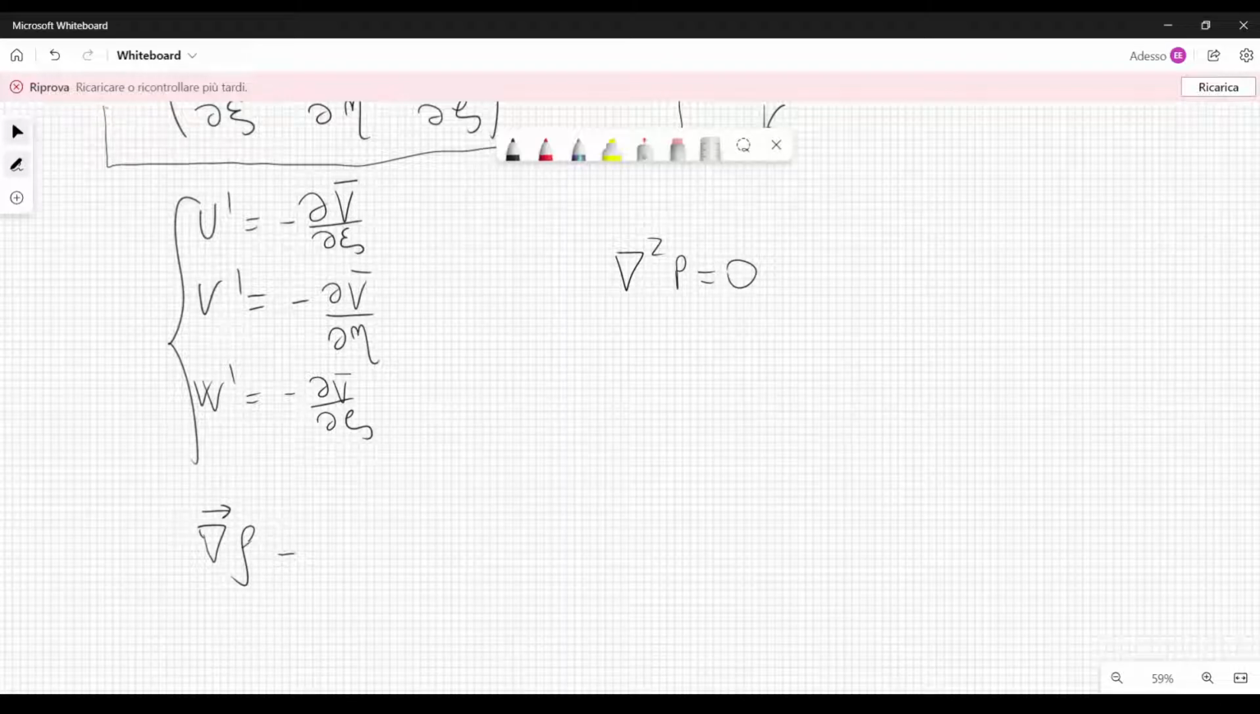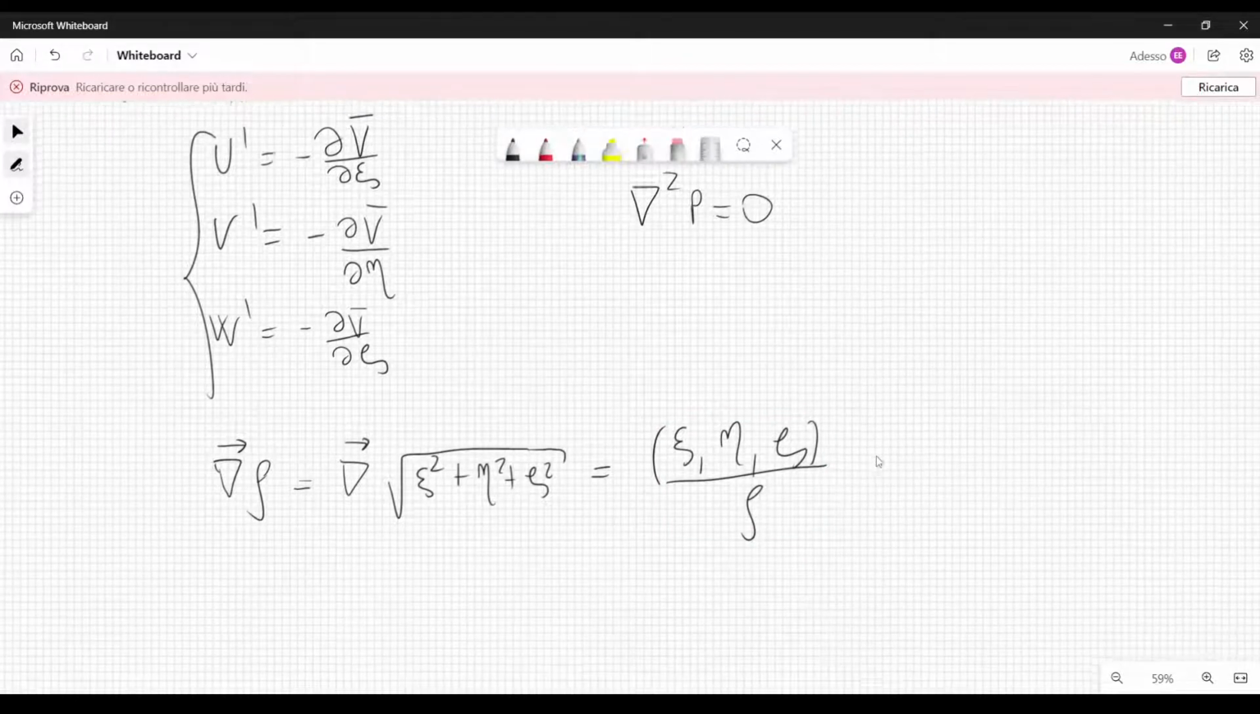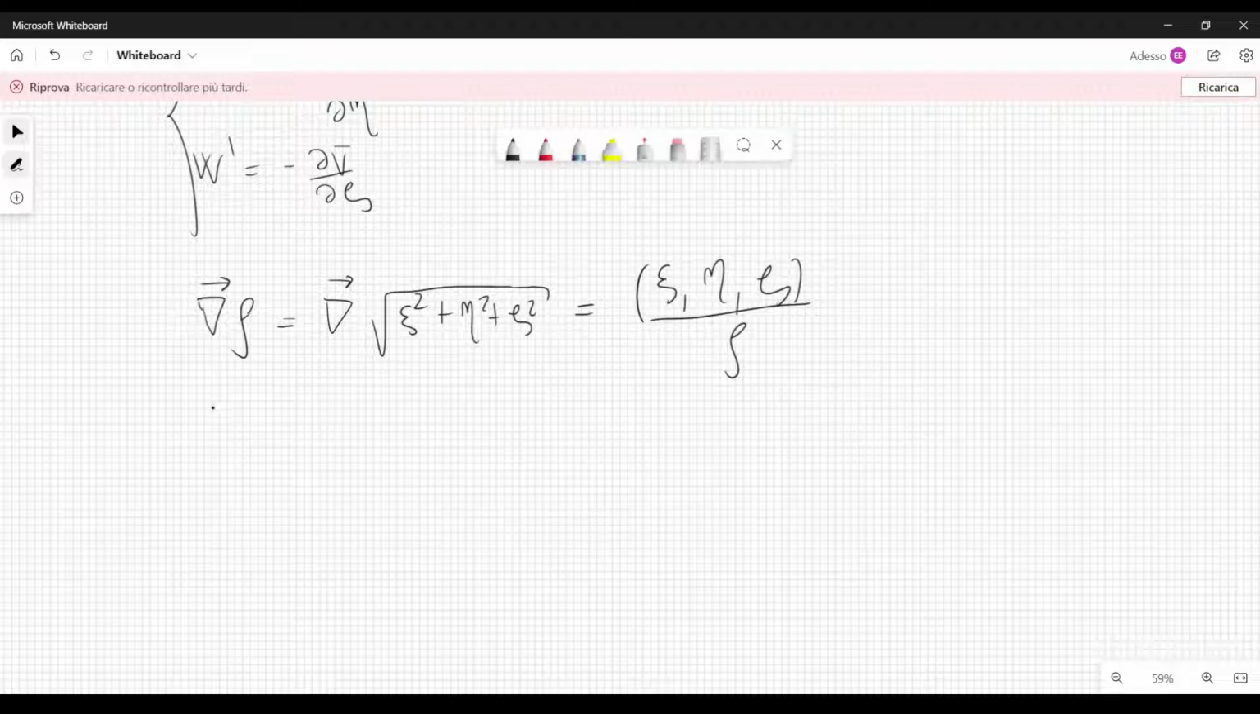The gradient of rho. What is rho? Do you remember what rho is? Rho is the square root of xi squared plus eta squared plus zeta squared. So in polar coordinates, this is like a radial distance. And if you take this gradient, you will simply obtain the vector xi, eta, zeta divided by rho. So you can also calculate the Laplacian of rho. This will be also useful.